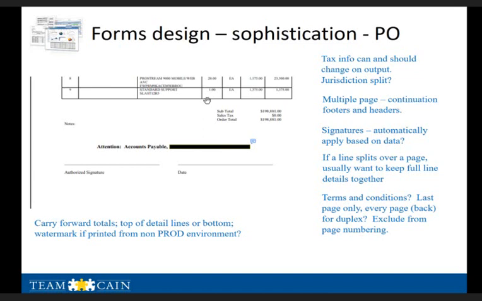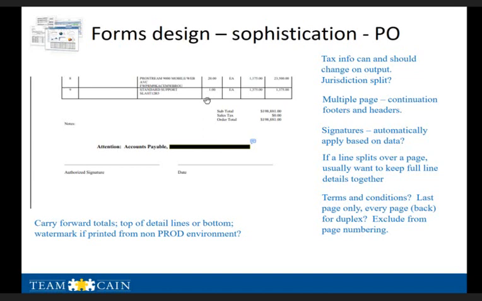where when it got to the bottom of a page, the line details were split across pages, and most people, for clarity purposes, want all of the information for a line kept together. So not as simple to do as you might think. And then you're getting into things like terms and conditions.